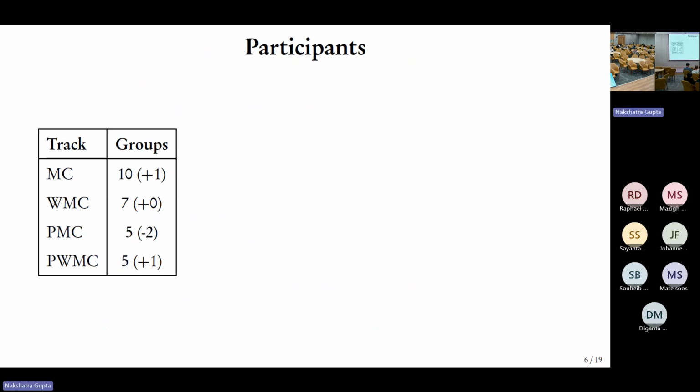This year we had 10 different model counters submitted. For the model counting track, there are 10. Out of those, 7 were weighted model counters. For projected model counting, we had 5. For projected weighted model counting, we have 5 as well.